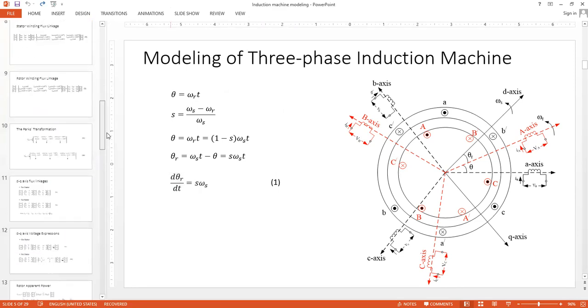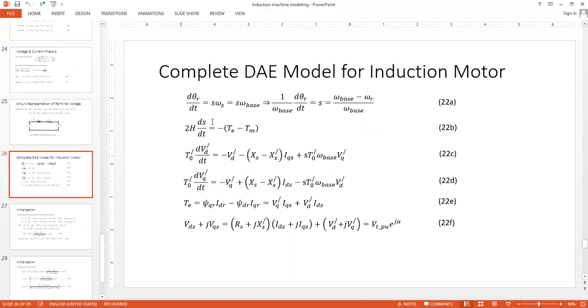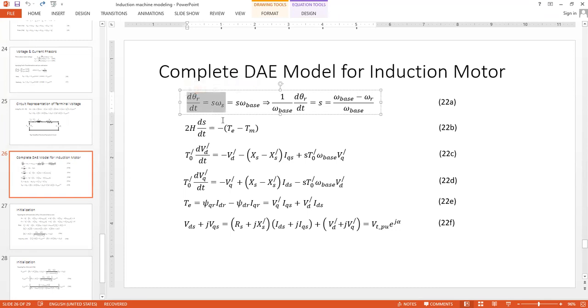So we are simply repeating it, but probably in a different form, a little different form, but the meaning remains same. So d theta r over dt is s omega s. This part is taken from equation number 1, and omega s is nothing but the omega synchronous, which is also the omega base. So then what we do, we simply take omega base on the left hand side, so it becomes 1 upon omega base d theta r over dt equals s, where s is simply omega base minus omega r by omega base. So this is your first dynamic equation.